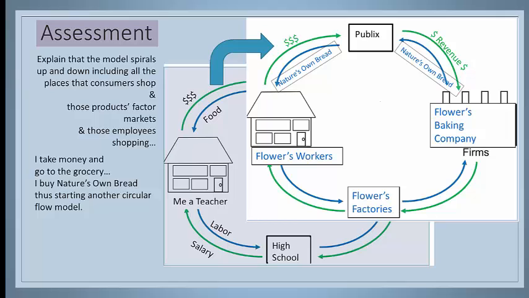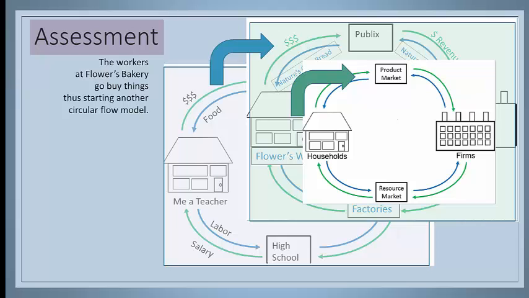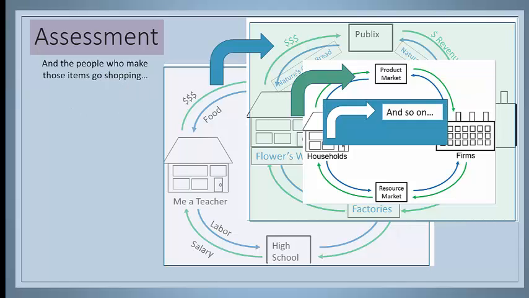So, explain that the circular flow model spirals up and down, including not only all the places we shop, but also those products' factor markets, and then those employees shopping. For example, I take my school teacher income and go to Publix and buy Nature's Own bread. It is made by Flowers Baking Company. The workers at Flowers Baking Company also buy things, so here we go with another circular flow model, and so on.